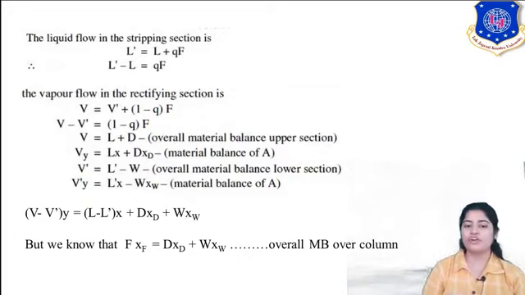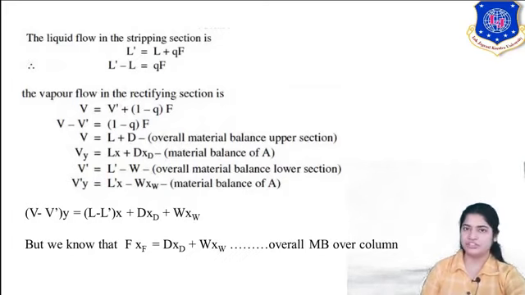Now overall material balance in upper section, that is in your rectifying section. Total vapor is equal to liquid plus distillate. Now material balance of A, what we get? Vy is equal to Lx plus DxD, right? Similarly, overall material balance in lower section, that is in stripping section. V bar is equal to L bar minus W. Now material balance of A, what we get? V bar into Y is equal to L bar x minus W xW.